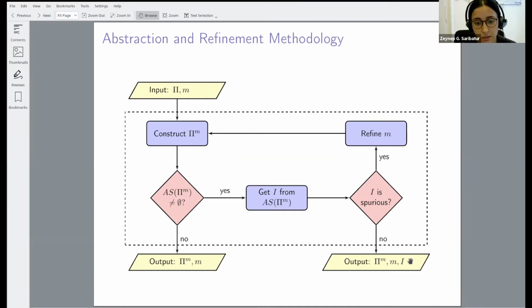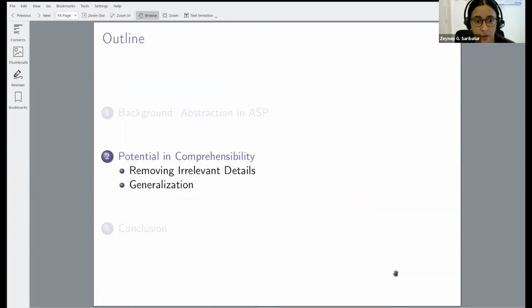And we realized that these outputs, these mappings that we get, actually show some key elements of the program, which can also be used for comprehensibility. And this is what I will mention now.